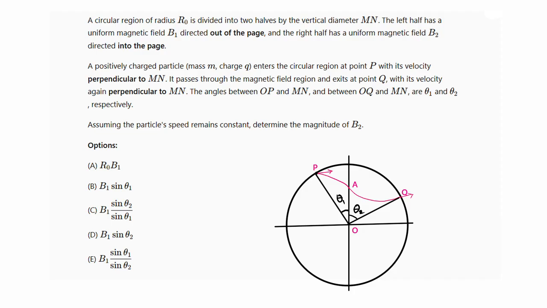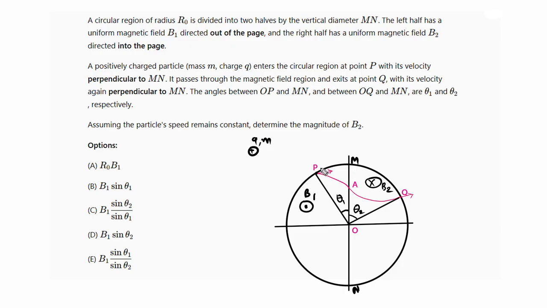Let's solve this problem. First, understand the problem: a charged particle of charge q and mass m enters this region with some speed, perpendicularly to this MN. On this side the magnetic field present is upward and its value is B1. On this side the magnetic field present is downward, and its value is B2.